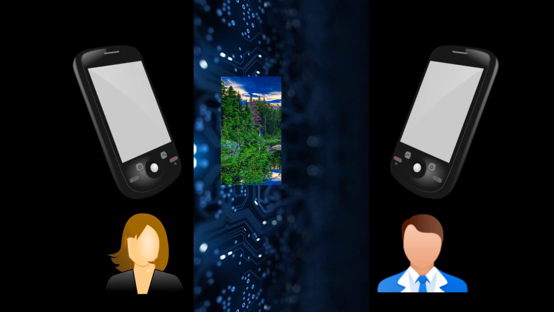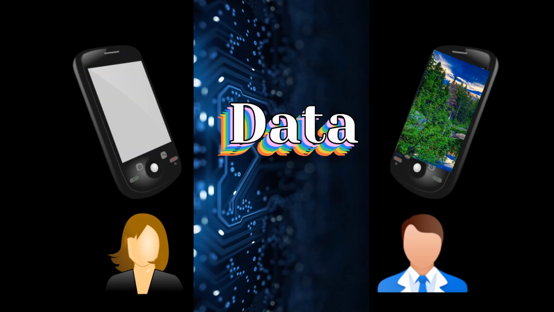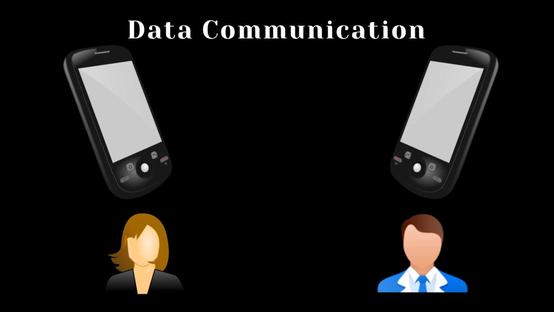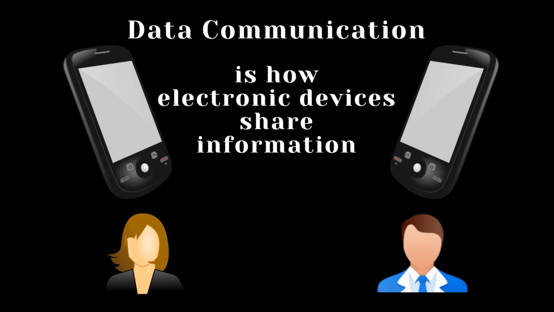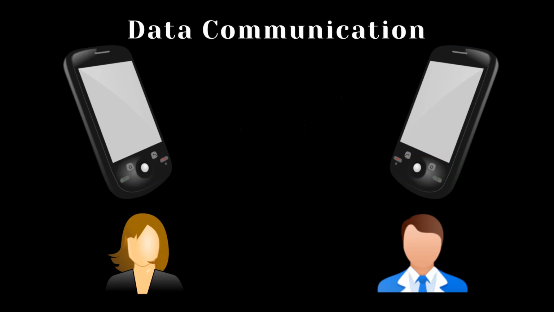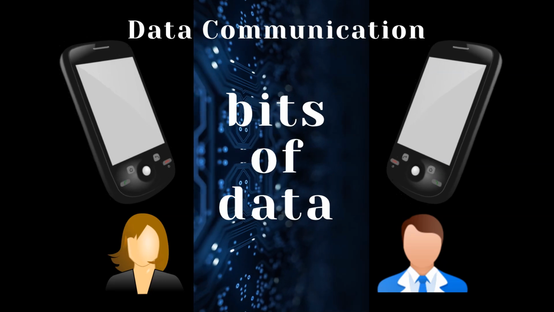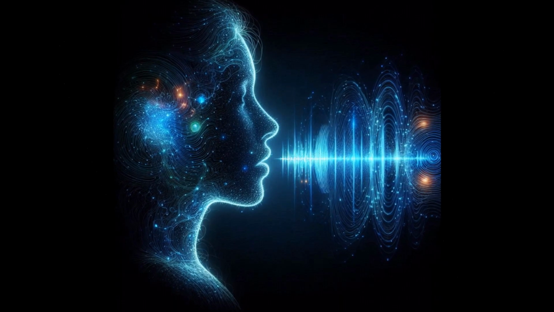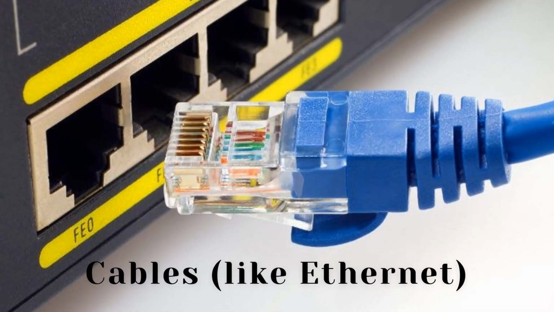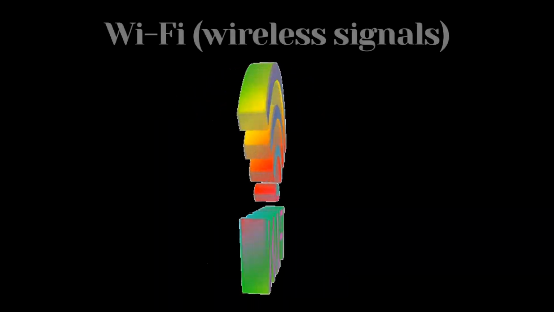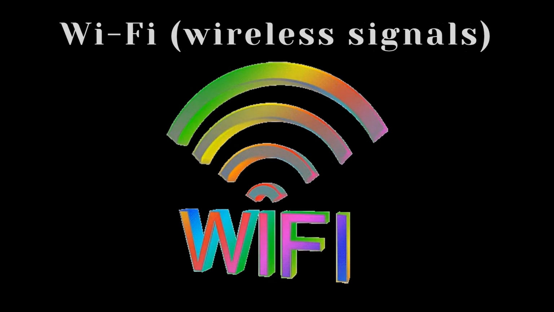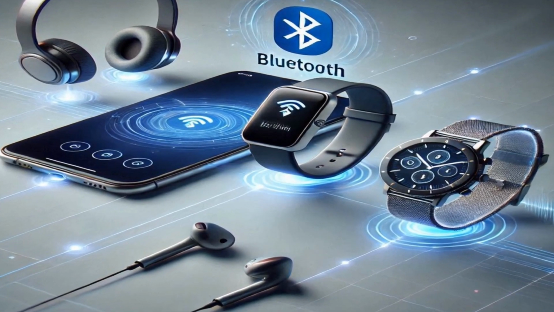These signals carry your photo, also known as data. So, data communication is how electronic devices share information. It's the same as regular communication, but instead of people talking, it's devices exchanging zeros and ones, bits of data. And they don't use voices, they use cables, like Ethernet, Wi-Fi, wireless signals, Bluetooth for short distances.